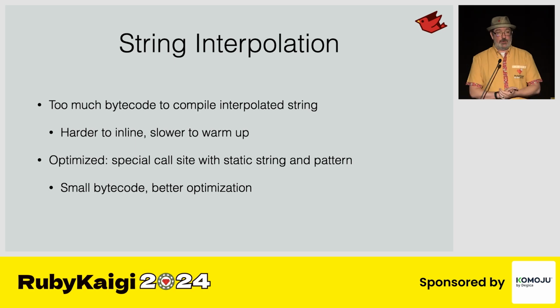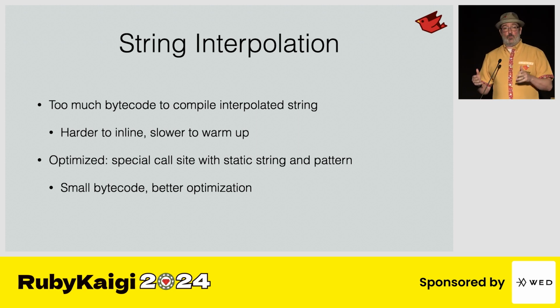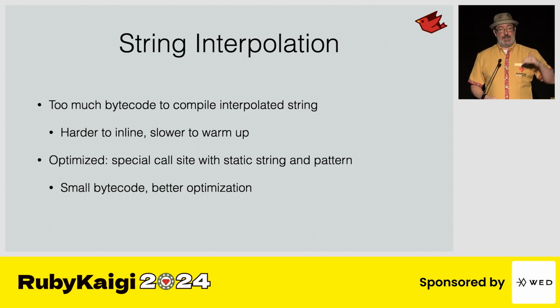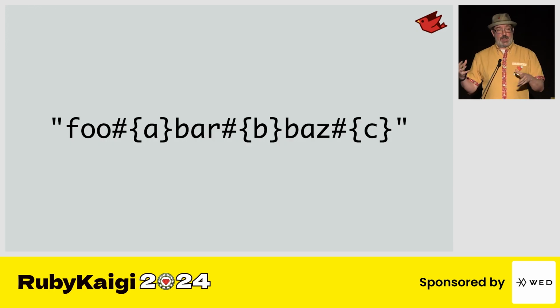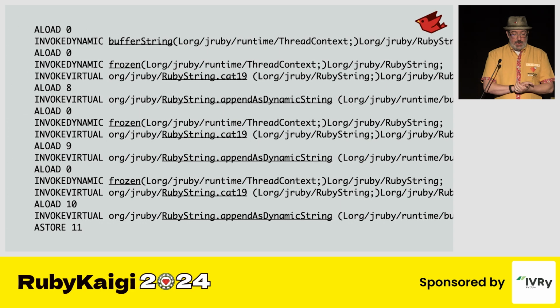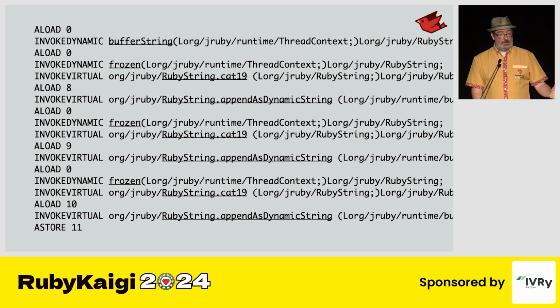The other optimization I did recently was to improve string interpolation. You might have seen the talk earlier this week about optimizing string interpolation in CRuby. In JRuby, one of the biggest problems was the amount of bytecode that's generated. If you have an example, something like this, with just 3 dynamic elements and 3 static elements, we end up getting a tremendous amount of bytecode out of it. This is a lot of repetitive code here.